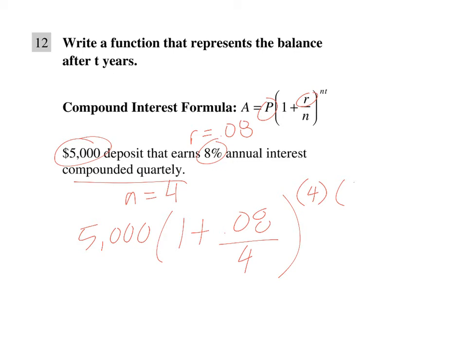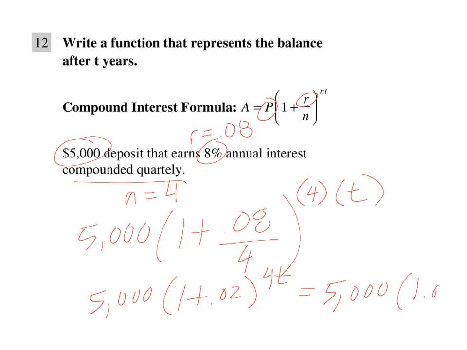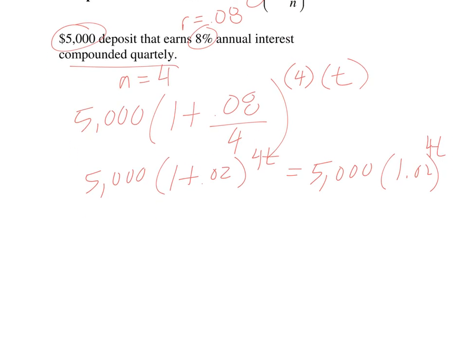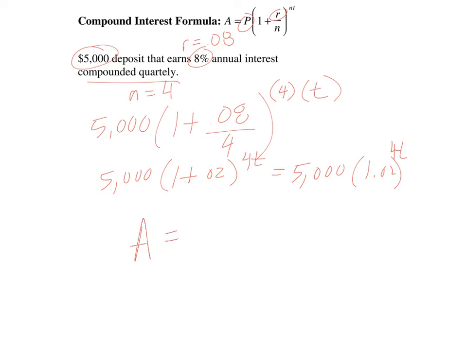And we just have t here. That's it, because they didn't give us the number of years. So simplifying this, I get 5,000 times 1 plus 0.02 times 4 to the t power, and then that simplifies to 5,000 times 1.02 to the 4t power. So altogether I have A is equal to 5,000 times 1.02 to the 4t power. Done.